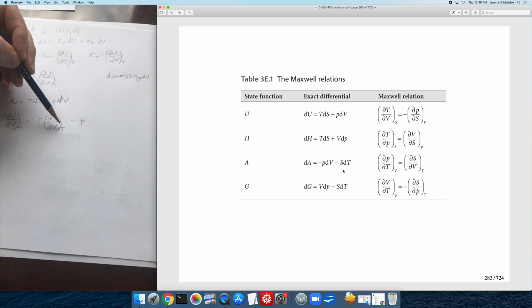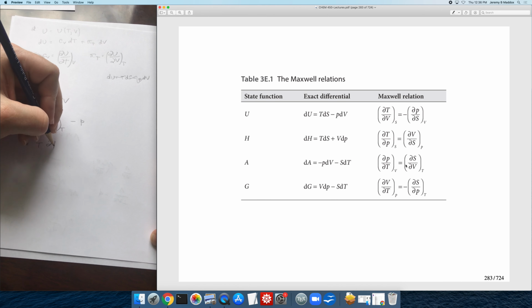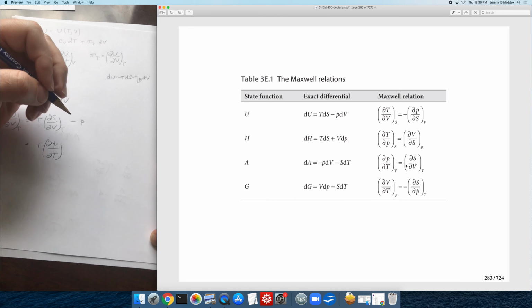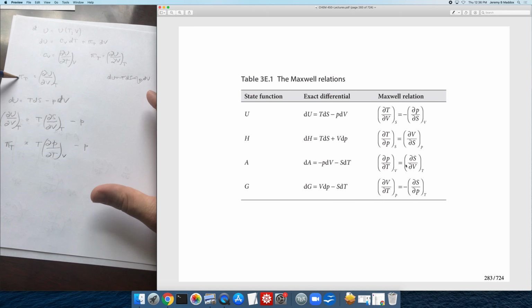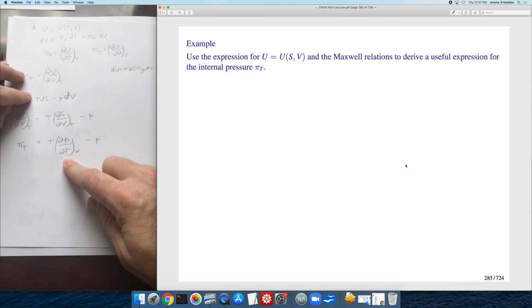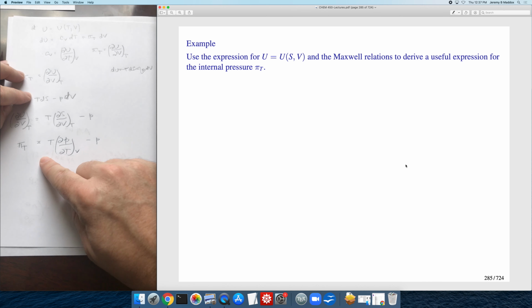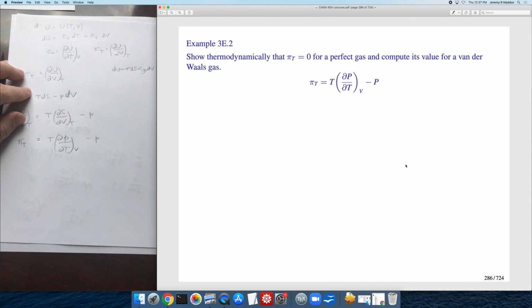Now this guy we can get from the Maxwell relationships, right? It's this Maxwell relationship right here. This is probably the most useful one. And we can write this as T partial of P with respect to T at constant volume minus the pressure. This is in fact the internal pressure, and this is the formula that we were looking for. So this is what they wanted us to find. And this is useful because if we know the equation of state, if we know how pressure depends upon other variables, then we can calculate the internal pressure.